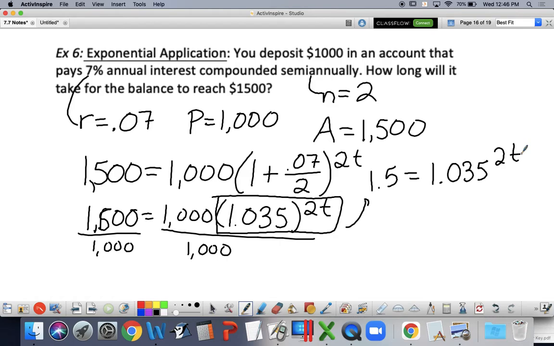Don't get discouraged. It would be great if we could figure out how to write 1.5 as a power of 1.035 and figure out what power it's raised to, but we can't do that, right? That's what we did last class, and we can't do that when we're working with decimals.